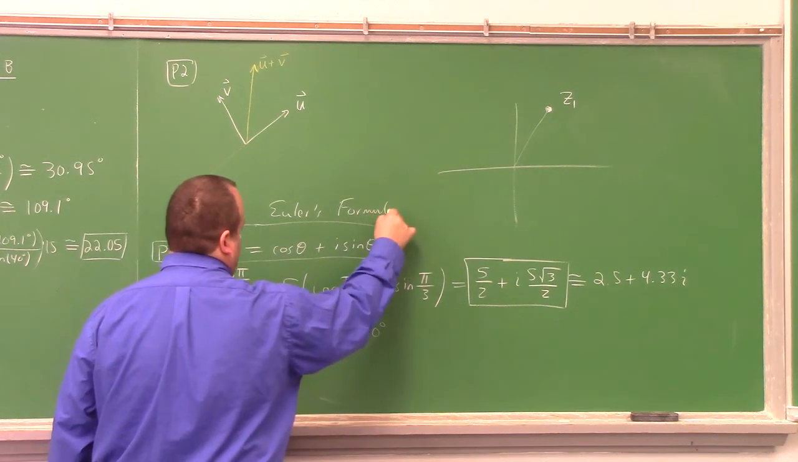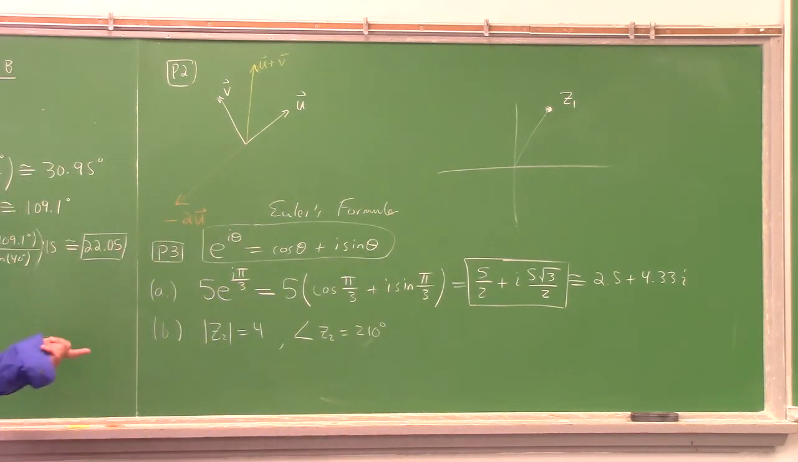We need to convert to radians. How do you convert 210 degrees to radians?